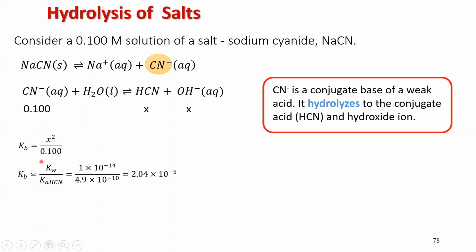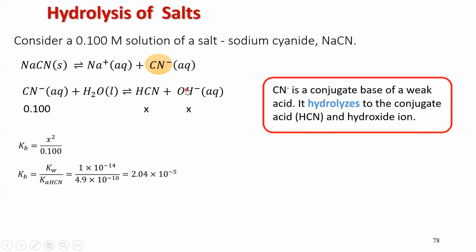We can look up the Ka value for hydrocyanic acid. We're not going to find a Kb value for cyanide, but we can calculate it from the Ka value. Remember that Ka times Kb equals Kw. Kw is a constant. Ka we can look up on a table. So the Kb for cyanide is 2.04 times 10 to the minus 5. Well, that gives us Kb. We can solve for X.